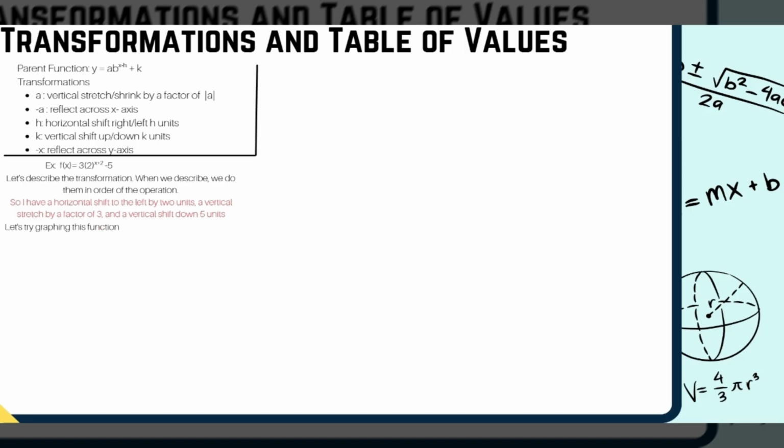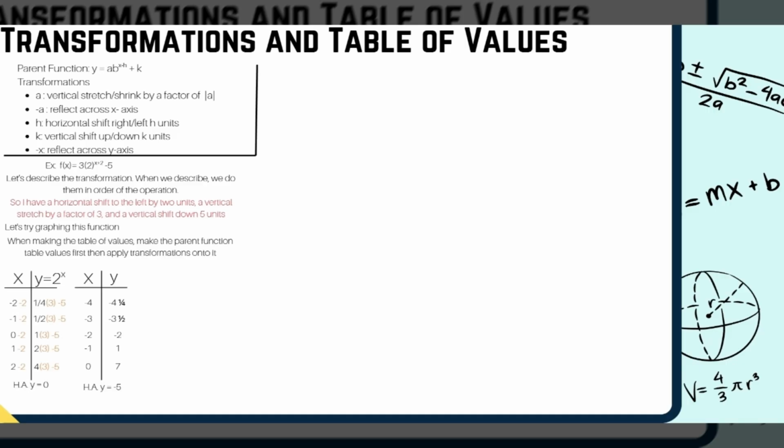Let's graph. We follow the same steps. We make a table of values, apply transformations, and then graph a smooth curve. As you can see here in the parent function table of values, the horizontal asymptote is located at y equals 0.